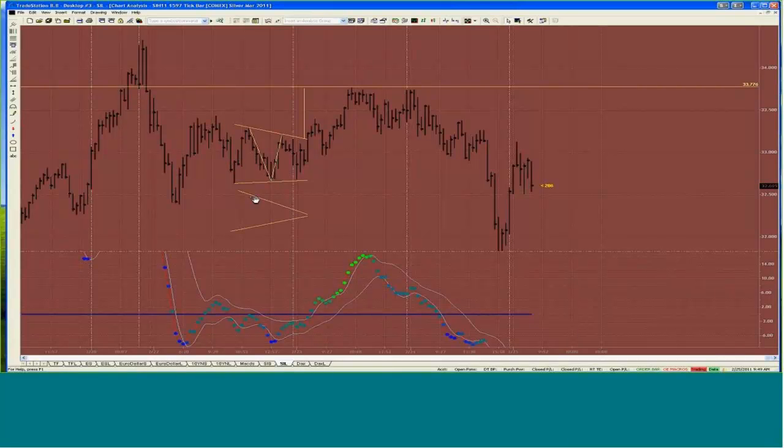A wedge is a wedge. This is not really a strong wedge, but a wedge is a wedge. And I was looking at this a few days ago, and I was looking at it like this. That's the way I was looking at it. See, I was looking at it like that. And, no, I'm sorry. I was looking at it like this.